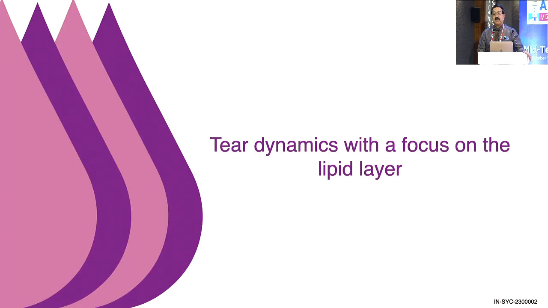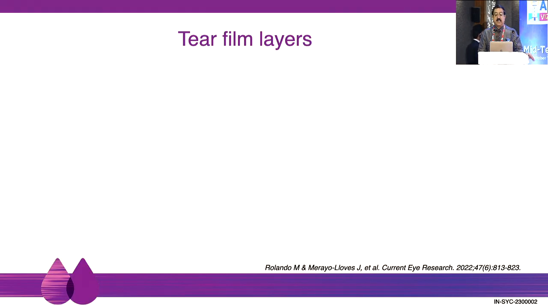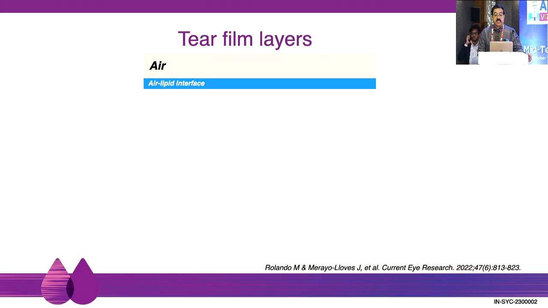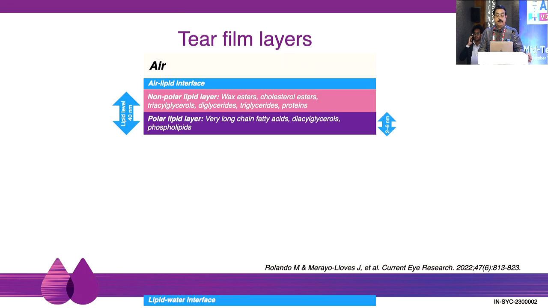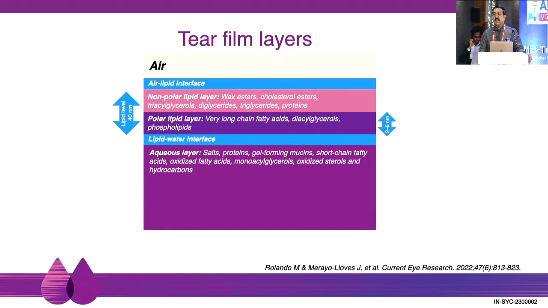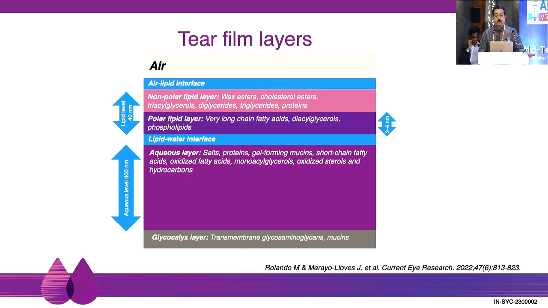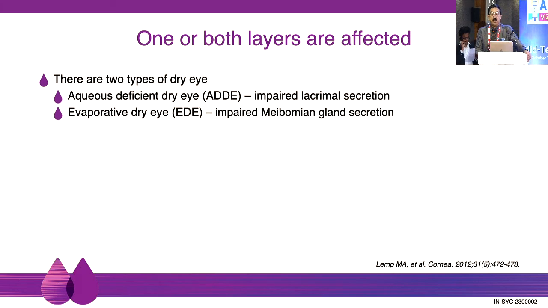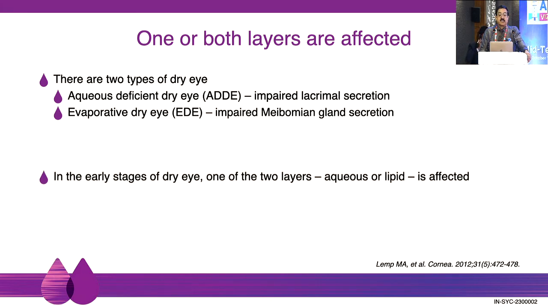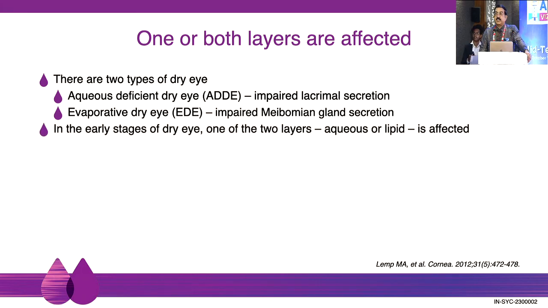So the tear dynamics, of course, let us quickly go through the tear dynamics with a focus on the lipid layer and the tear film layers. As we know, the air and the air lipid interface, the lipid layer itself, the polar lipid layer, and then comes the lipid water interface, and then the aqueous layer, and of course the glycocalyx layer. So the corneal epithelium has the protection of all these layers, and when one or both are affected, then it becomes either the aqueous deficiency dry eye or the evaporative dry eye.